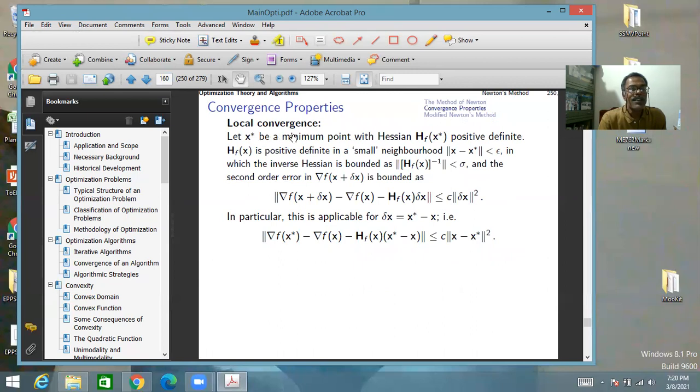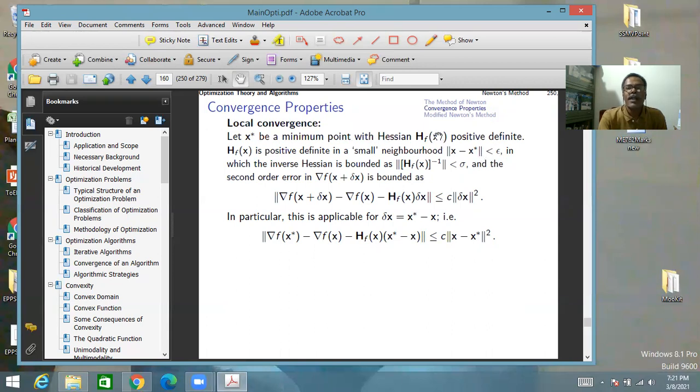Local convergence, that is, the speed of convergence, is high, and to establish that, let x star be a minimum point of a function, with Hessian Hf(x star) at that point, and that is positive definite because it is a minimum point. Now, by continuity, you know that it will be positive definite in a small neighborhood. Suppose that small neighborhood is within an epsilon neighborhood.